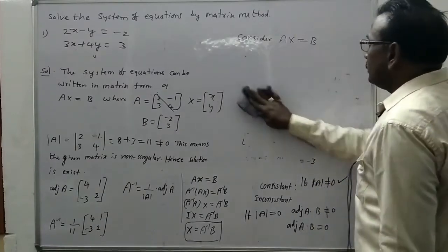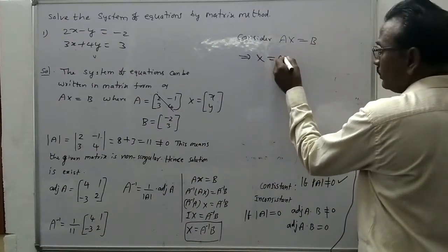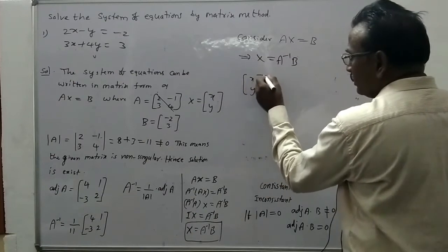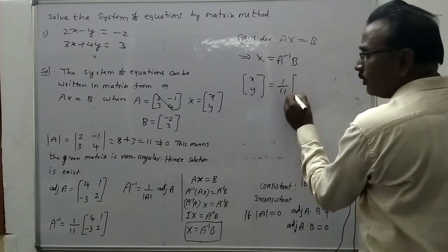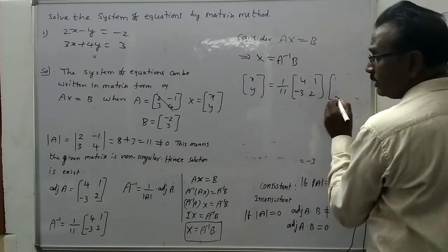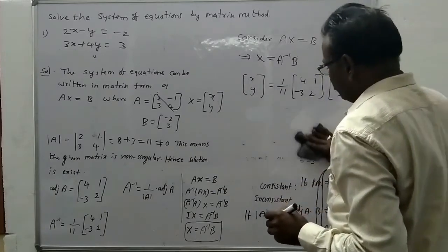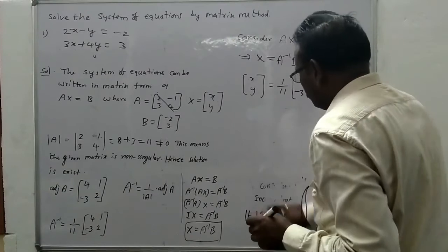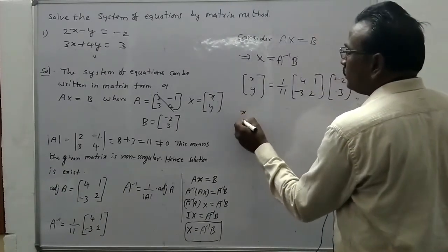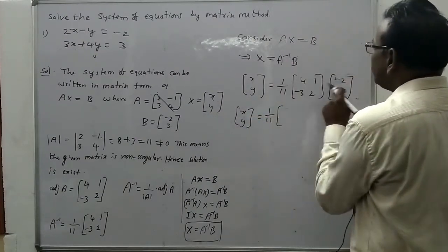Next, consider AX is equal to B, and what is the solution? X is equal to A inverse into B. Now substitute. What is X? Two variables x, y. And what is A inverse? 1 by 11 into 4, 1, minus 3, 2, into matrix B, which is minus 2, 3. Next, here x, y is equal to 1 by 11 into, so first multiply these two matrices.